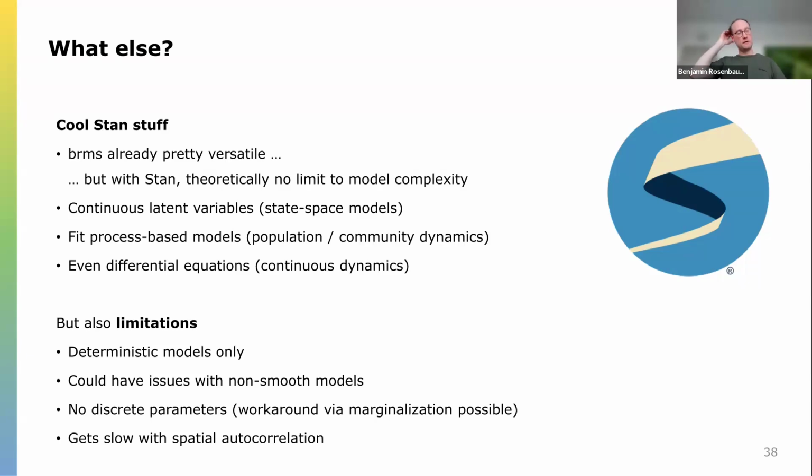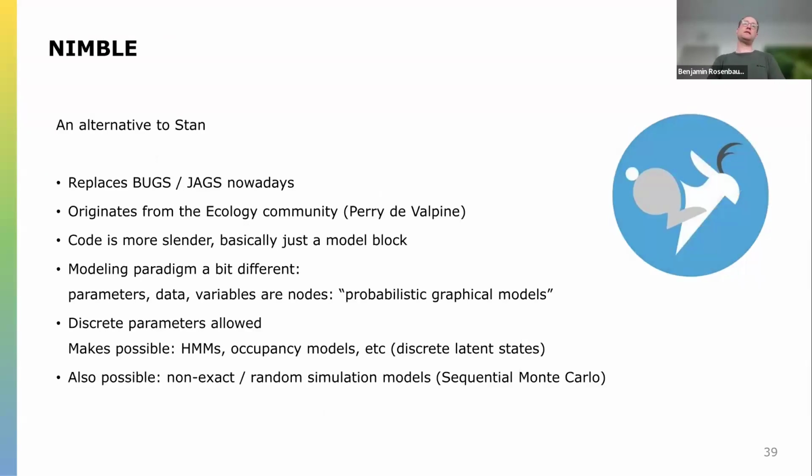And if you have a full spatial autocorrelation model, we talked about this yesterday already, this can also get slow, especially in Stan. If you have, I don't know, 300 data points, this already gets annoying because it takes a long time to compute. But there are alternatives, for instance, Nimble.